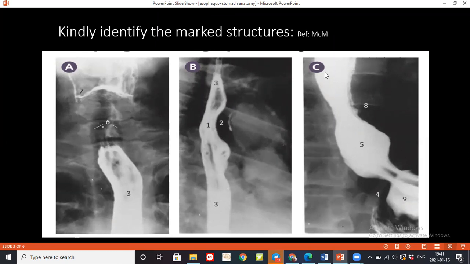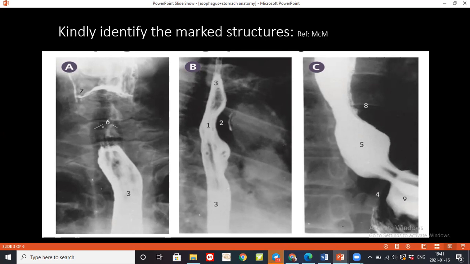Yes, good. And moving on to picture C, can you tell me what number 8 is? It's the diaphragm, or stomach. Okay, number 5. This is the lower part of the esophagus. Yes. And 4, please. 4 is the diaphragm here. And 9, please. This is the stomach.